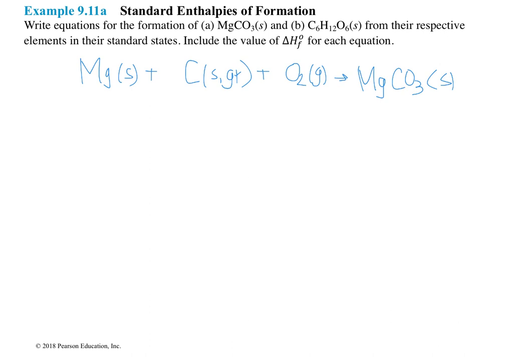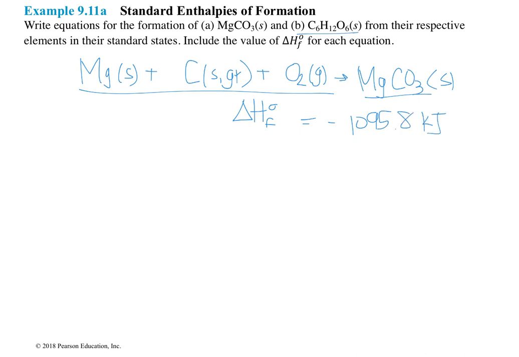And if I look up the enthalpy of formation, the value for all of these reactants is 0. And for magnesium carbonate from that table is negative 1095.8 kilojoules.